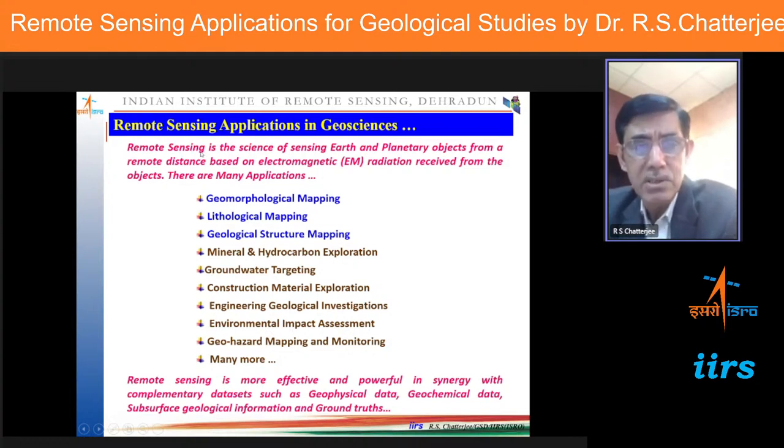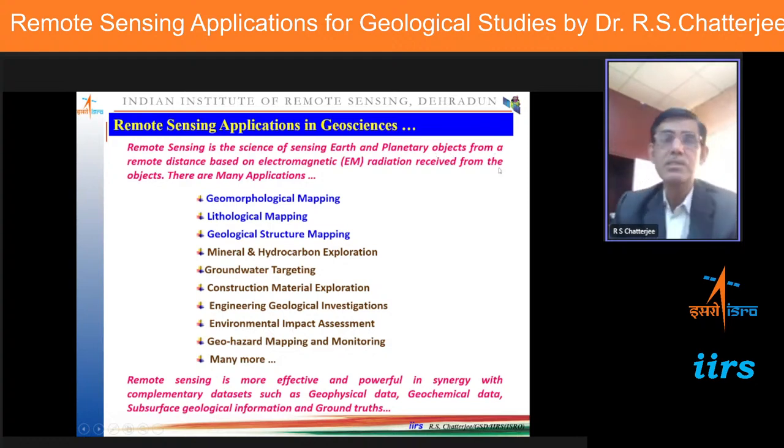Although we have studied in a number of previous sessions more about remote sensing techniques, theory, and the data processing, now you see once again, let us brush it up. Remote sensing is the science of sensing Earth and also planetary objects. Nowadays, we are doing a lot of planetary remote sensing. Remote sensing is the science of sensing Earth and planetary objects from a remote distance based on electromagnetic radiation that is received from the objects.